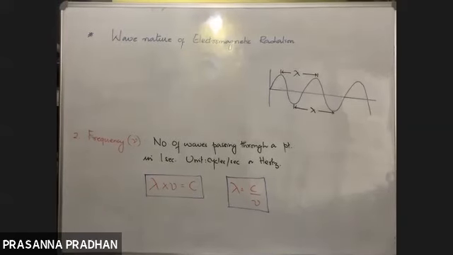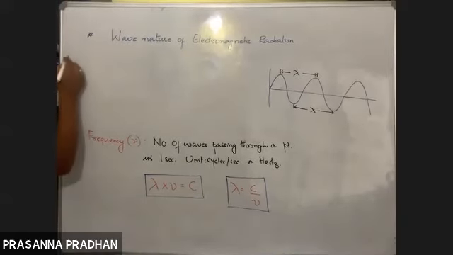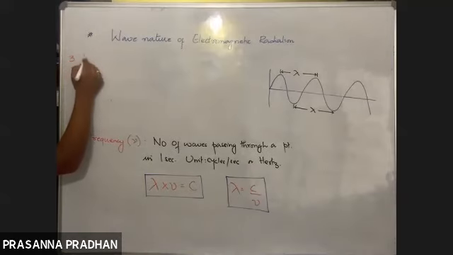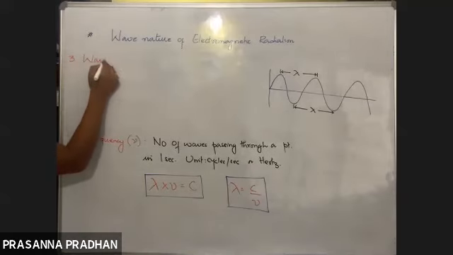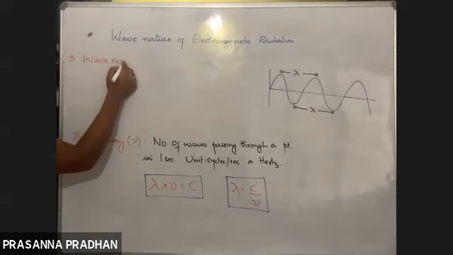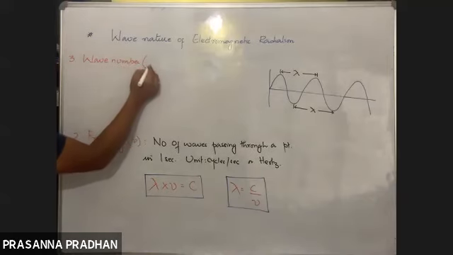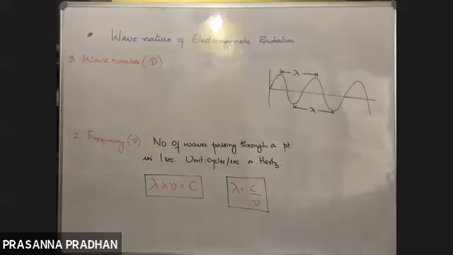We'll be discussing your wave number. Wave number is denoted by mu with a bar above it. It's known as mu bar. It is like the frequency symbol, but with a bar on top. It's known as the wave number.